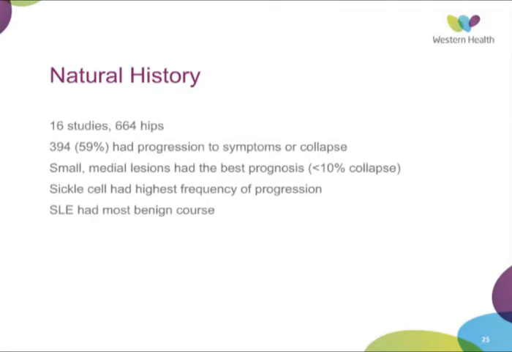And in terms of etiological agents, the sickle cell anemic patients had the worst prognosis, and there's a study out of Greece in 2005 which looked at 70 patients with sickle cell anemia, and 80% of them went on to progression within 36 months. SLE had the most benign course.